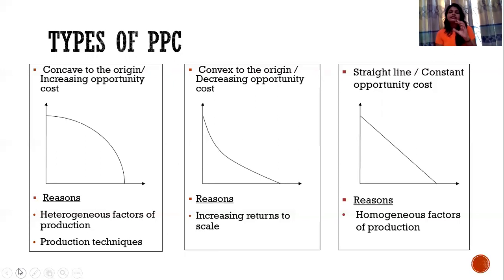And then comes constant opportunity cost or straight line. And the reason for this straight line or constant opportunity cost is homogeneous factors of production. That is, the factors that are being used in one industry can be used the exact same way in another industry as well. So that is what will result in constant opportunity cost.